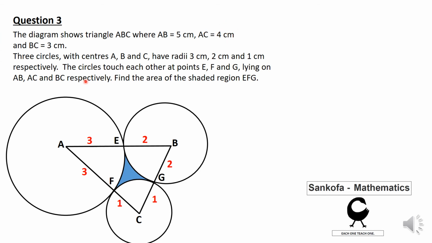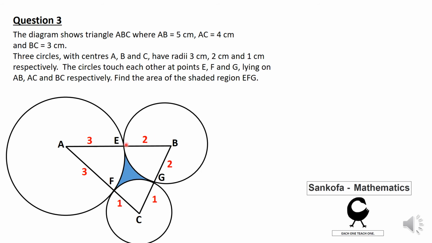Then there are 3 circles with centers A, B, and C with radii 3, 2, and 1 centimeters respectively, with E, F and G lying on AB, AC, and BC respectively, as you can see. Find the area of the shaded region EFG.